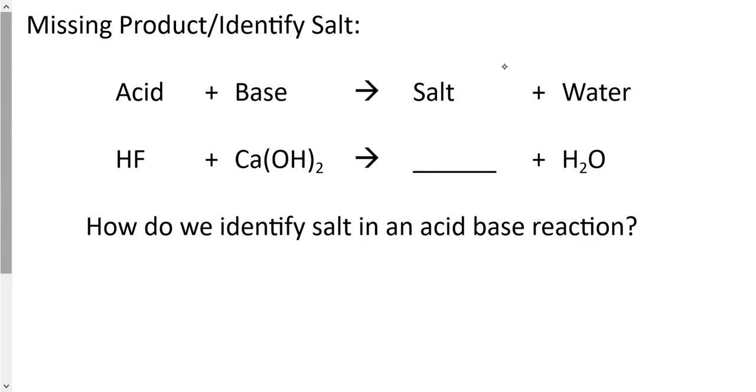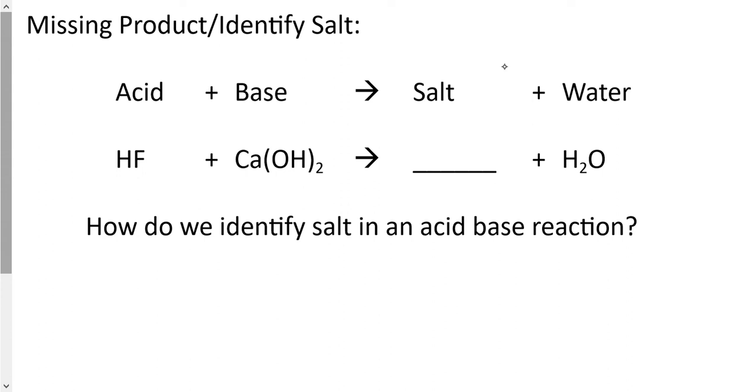So we are going to identify missing product or sometimes reactant. In this case, we were given a neutralization reaction of an acid and a base, and we know that it is going to produce salt and water. So the acid was HF, the base was CaOH2.